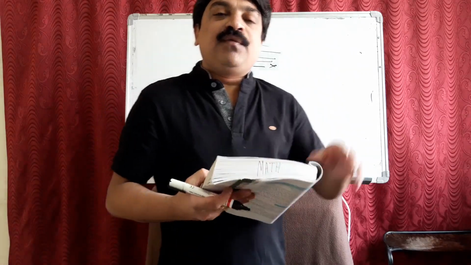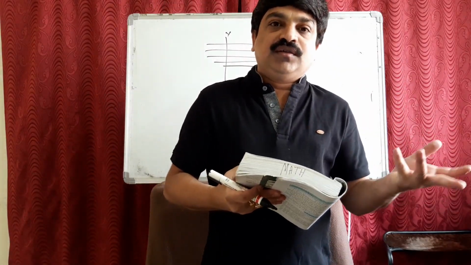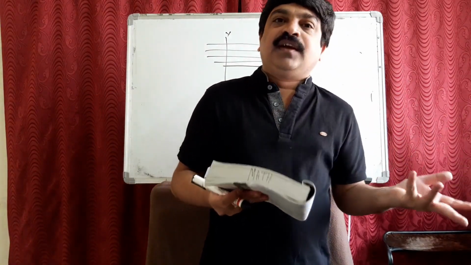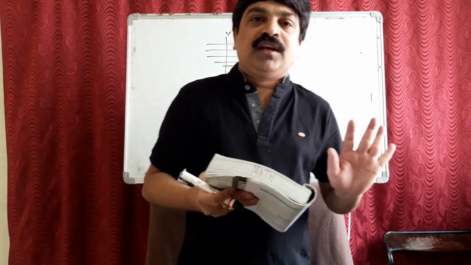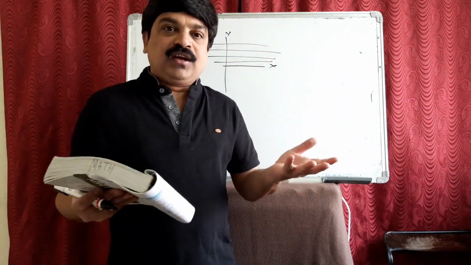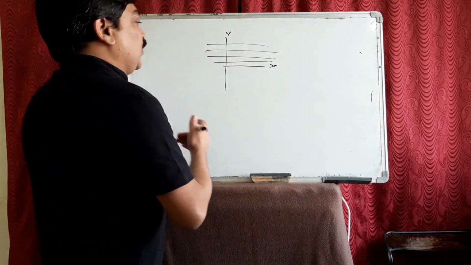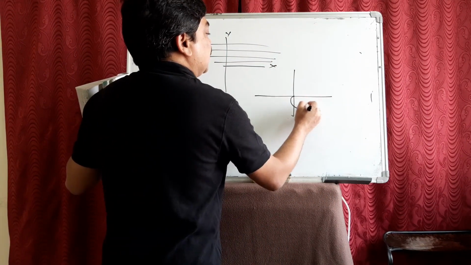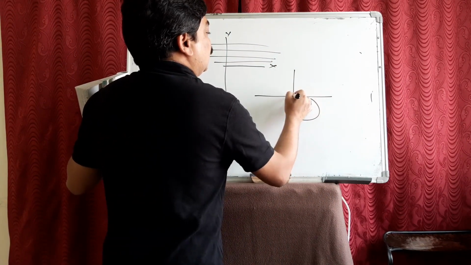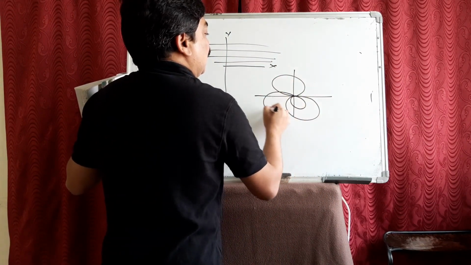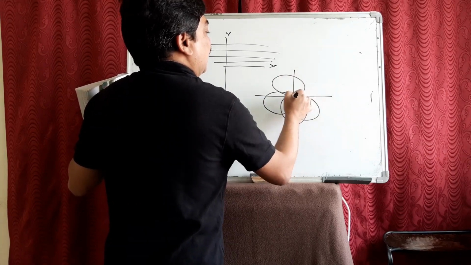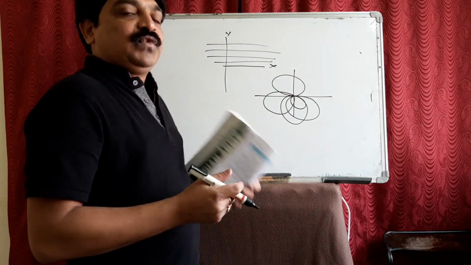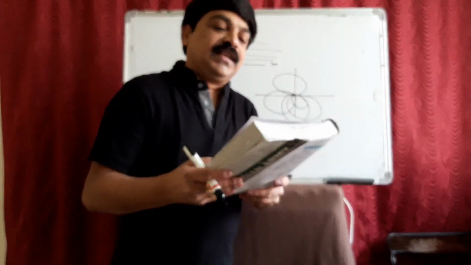The set of animals living on the earth. Can you count? No. According to me, it is infinite. If you can count, you can write it as finite, but we can't count them. The set of circles passing through the origin. Suppose this is the origin. How many circles will pass through this? 1, 2, 3, 4, 5, something like that. How many can you draw? You can draw an infinite number of circles.